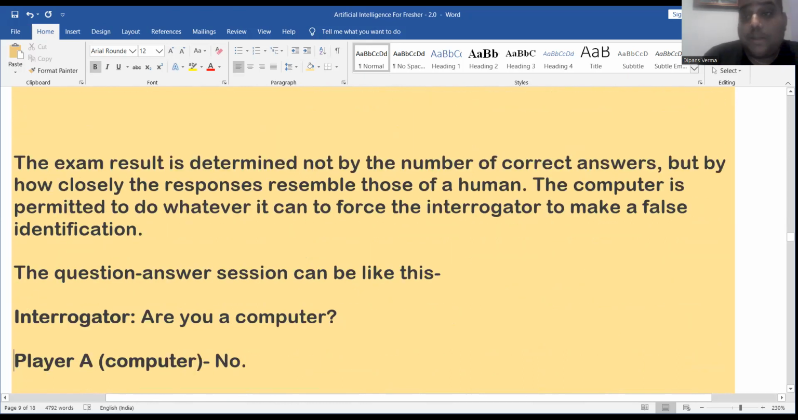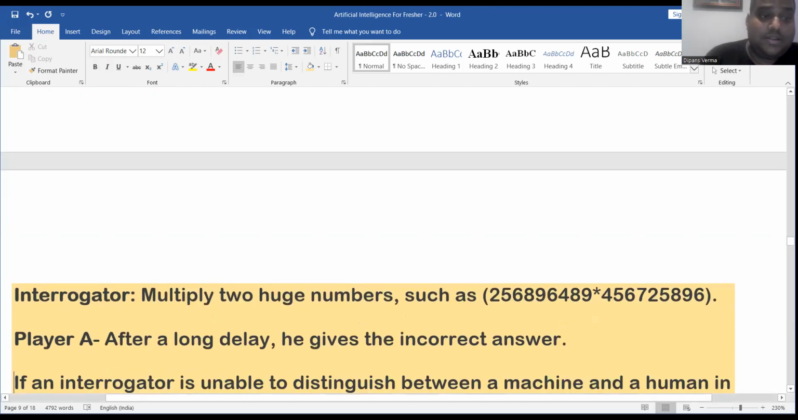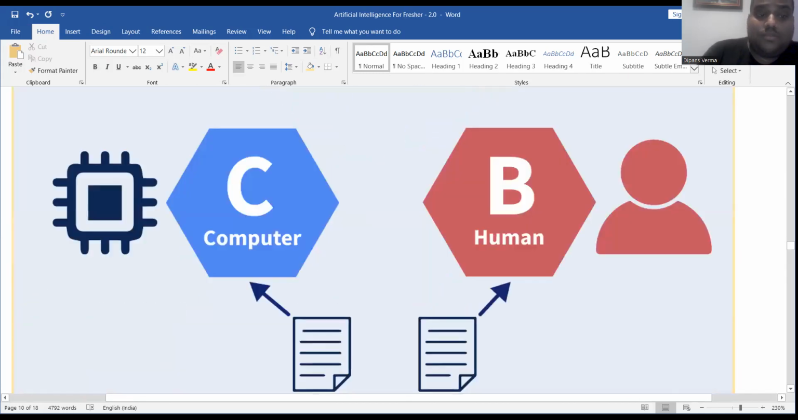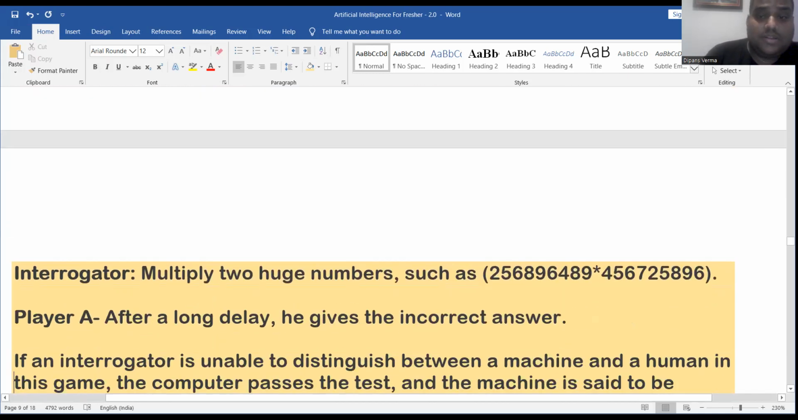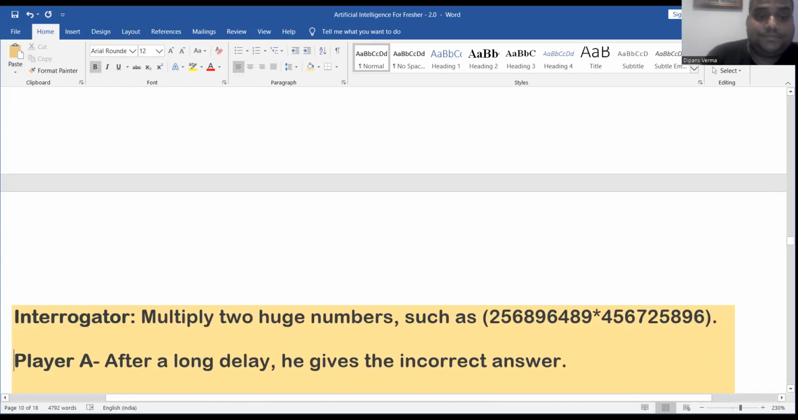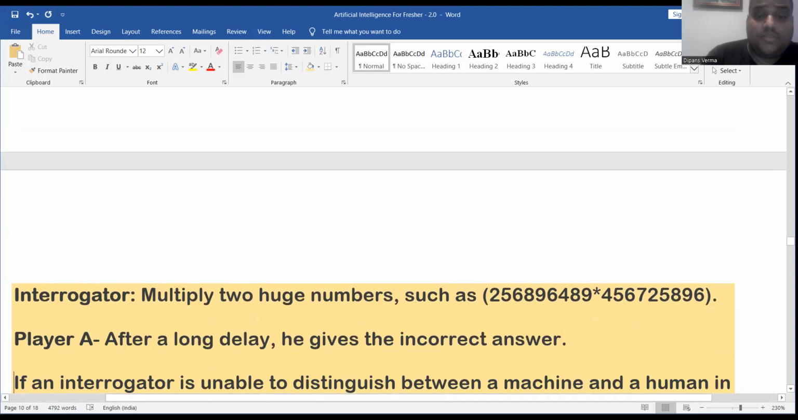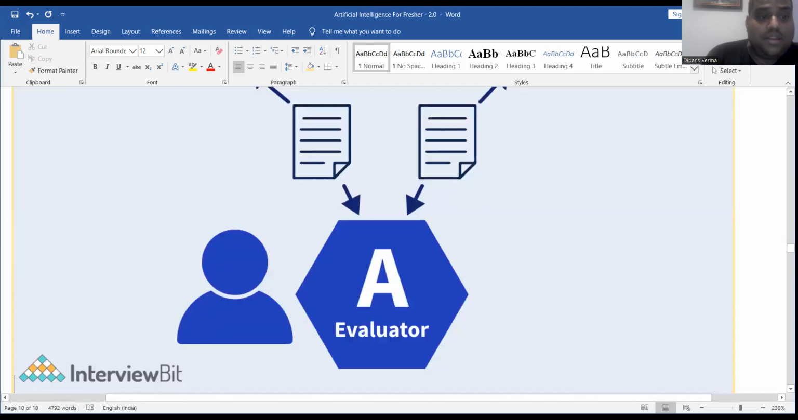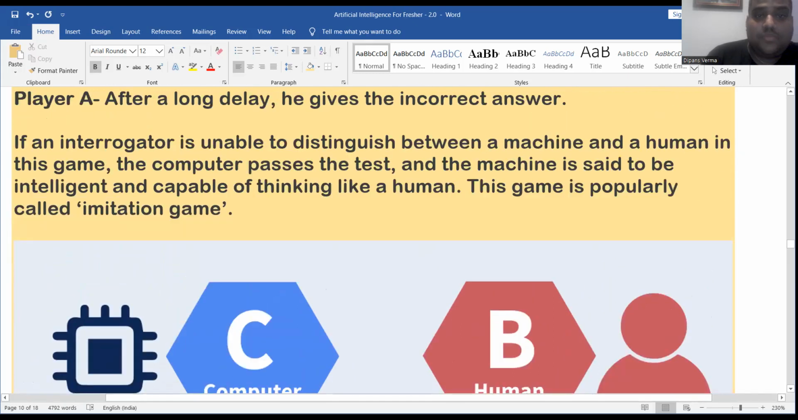Exam results are determined not by the number of correct answers, but by how closely the responses resemble those of a human. The computer is permitted to do whatever it can to force the interrogator to make a false identification. The interrogator asks to multiply two numbers, right? So let's say player A, after a long delay, gives the incorrect answer. If the interrogator is unable to distinguish between the machine and human in this game, then the computer passes the test. The machine is said to be capable of thinking like a human. This game is popularly called the imitation game.